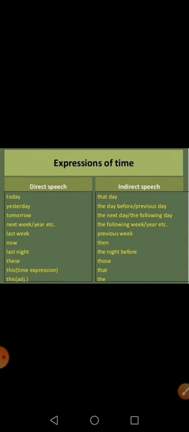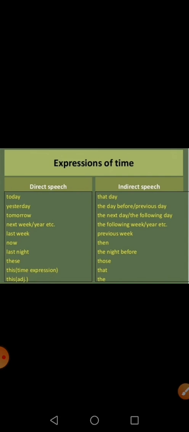Tomorrow would change into the next day or the following day. Next week or next year would change into the following week or the following year. Last week would change into previous week. Now would change into then. Last night, the night before. These would change into those. This would change into that. In the same way, here would change into there.